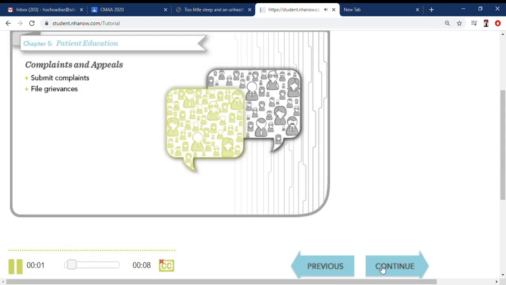Complaints and appeals. Give patients information about how to submit complaints and file grievances.